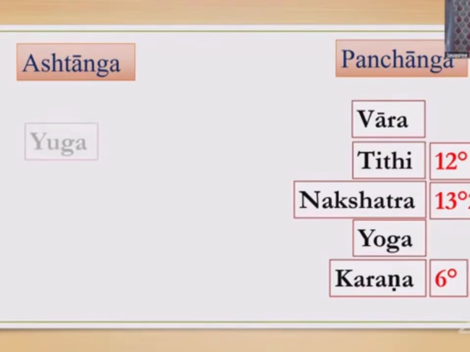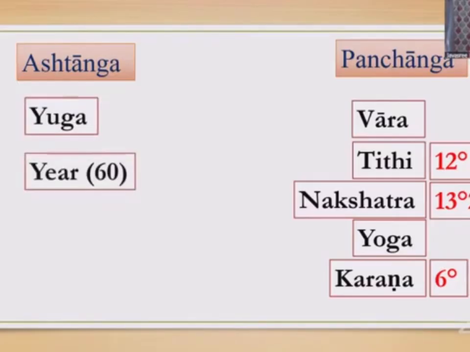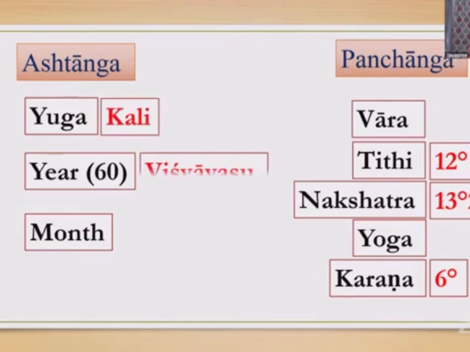Whereas in Ashtanga, there is Yuga, then the year name, Vishwavasu, and then the month. These are all very larger denominations. That is why we don't talk about them in everyday life. But in any Panchanga book, you will find all these. For example, Yuga is Kaliyuga. And then the year, the current year is Vishwavasu.